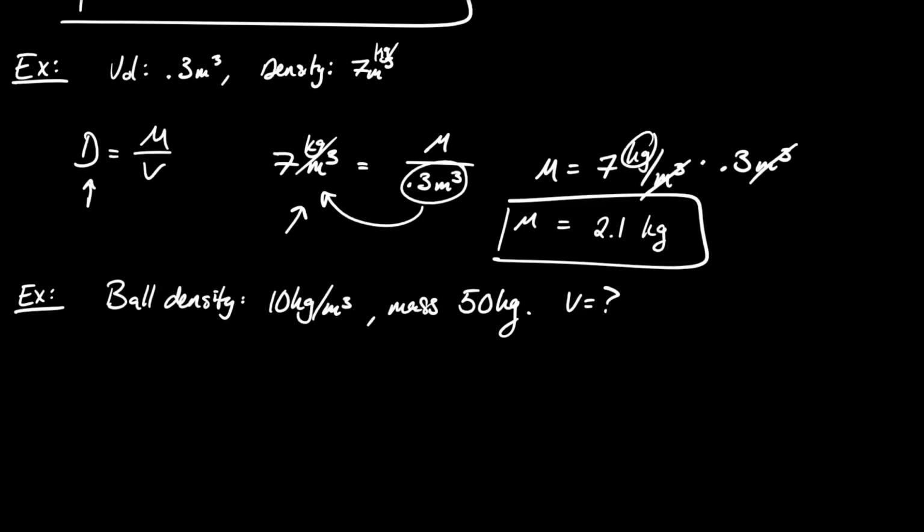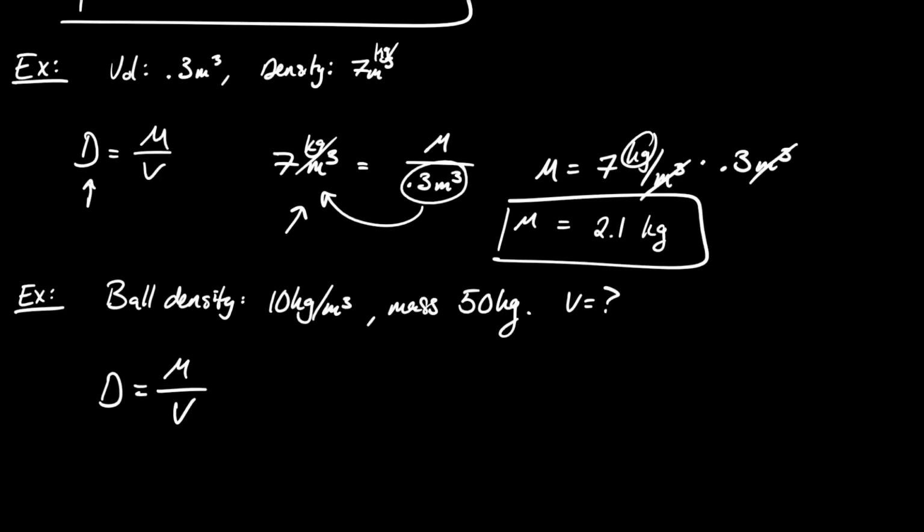Now, here I plugged in numbers before rearranging. This time I'm going to take the opposite approach. I'm going to rearrange the equation first and then plug in numbers. That's how most people do it. It tends to be a little cleaner. So we have density is mass over volume, and we're hunting V. So it makes sense if we can get V by itself on one side of the equation.